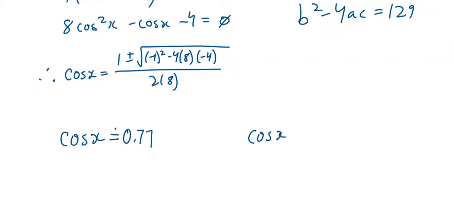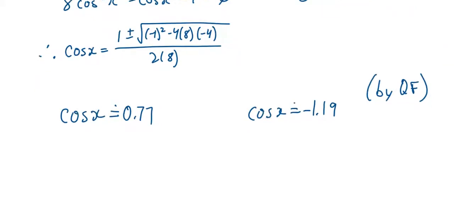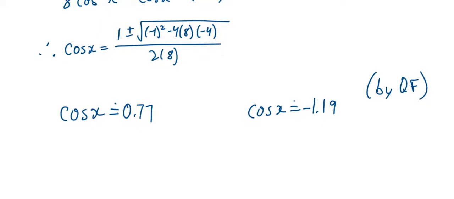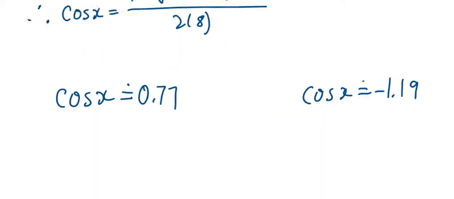Cos x is approximately negative 1.19. And then you would say by quadratic formula. That'll be enough. But you make sure you don't make a mistake there. You make a mistake there, you rush through that, you got your POIs all out of place, and you know how hard it can be to graph when you've got something out of place. One little mistake in that could make a big difference in where those values end up, right?